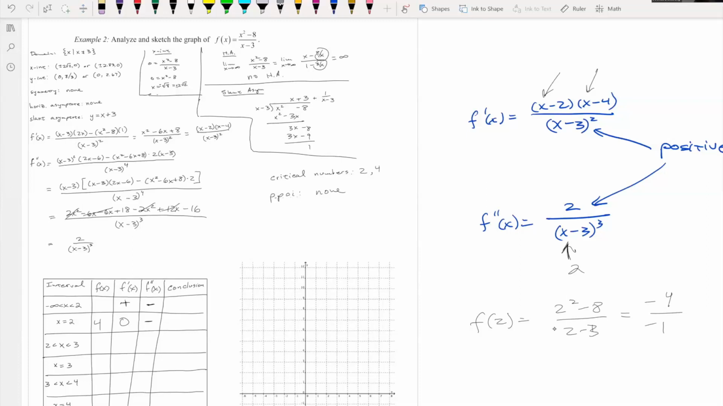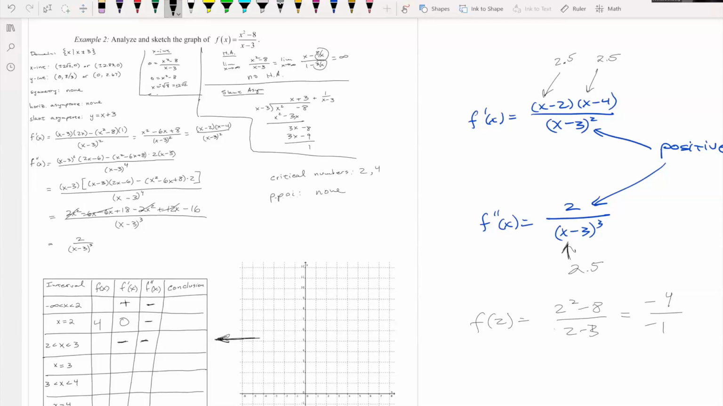Now we're going to plug in for this region here 2.5. Imagine plugging in 2.5 here and 2.5 there. That's going to turn this into a positive, right? This first factor will be a positive 0.5, and this one will be a negative 1.5. So the top will be negative divided by positive. So that's going to be a negative here. And plugging in 2.5 here will give us a negative still in the denominator like that.